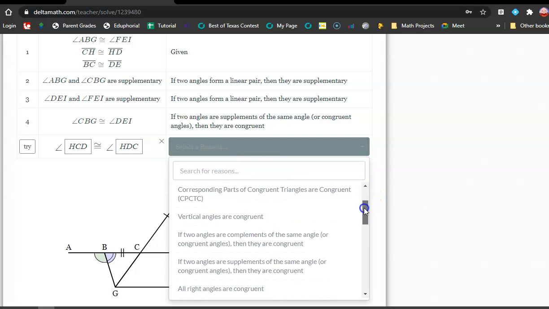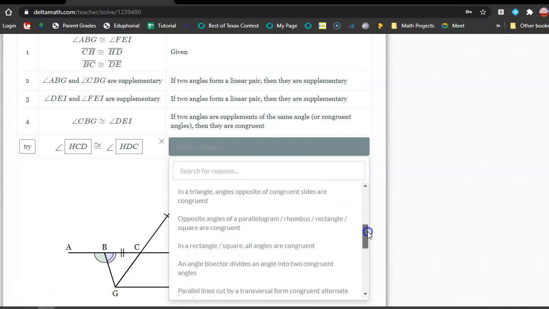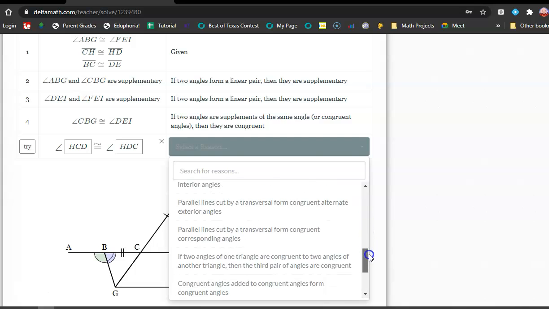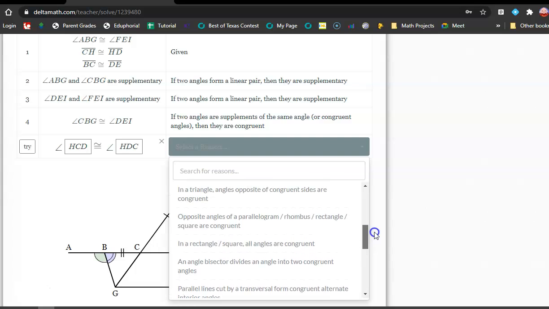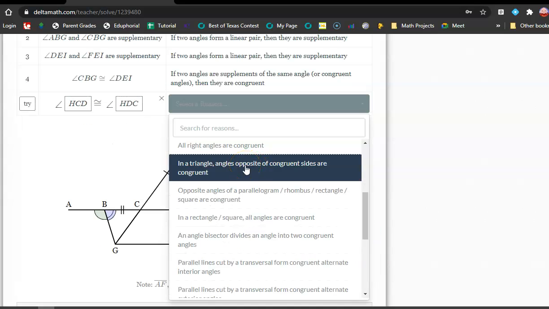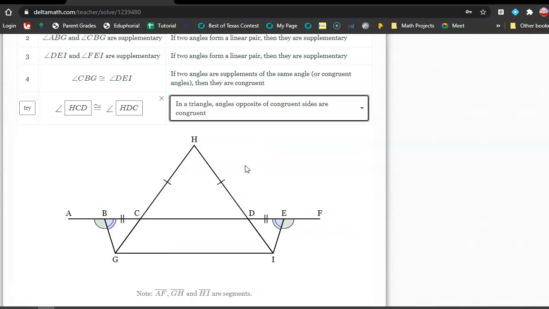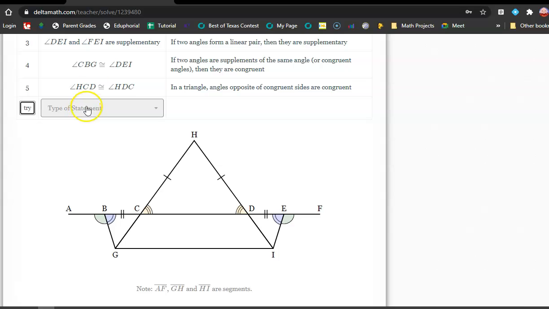Let's see what we can find here. Base angles of an isosceles triangle. Doesn't say anything about base angles, does it? There we go. Angles opposite of congruent sides are congruent. That's what I need. So those angles are congruent to each other.